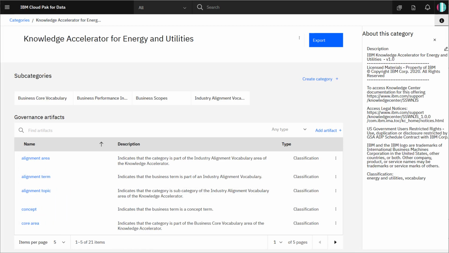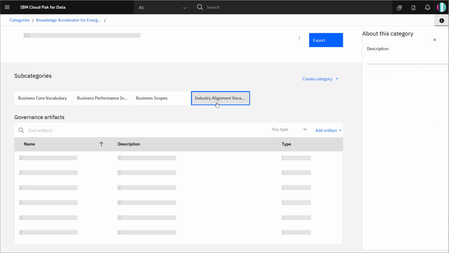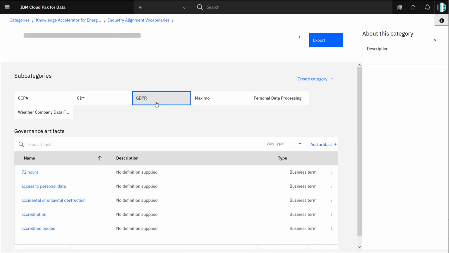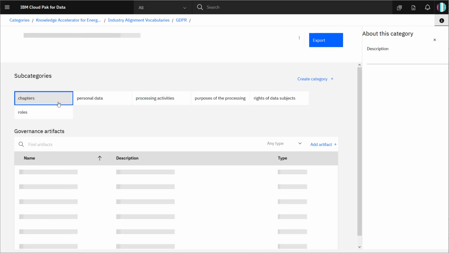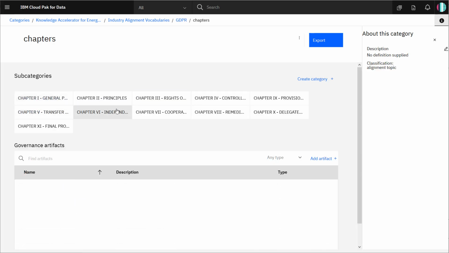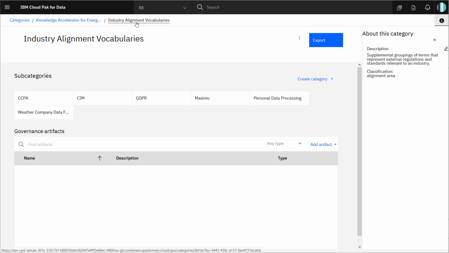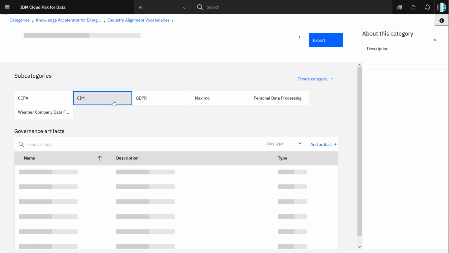The final category area that we will walk through is the industry alignment vocabularies. These are glossary representations of the native terminology and structure of external standards, SIM, regulations, GDPR and CCPA, or interface definitions, Maximo and the Weather Company. These alignment terms are mapped across to the core business vocabulary, enabling the alignment terms to be used as an entry point into these core business terms and by extension to any data mapped into these core terms too. Let's look at SIM in more detail.